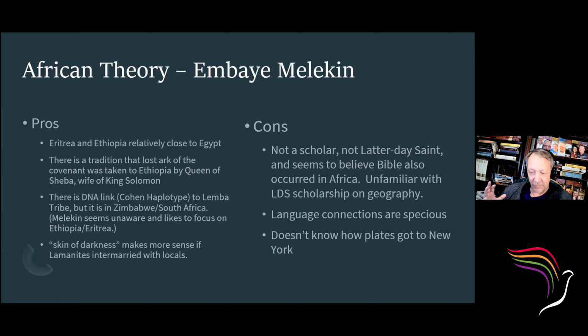The other interesting thing about the Lemba tribe is a lot of their customs are very Old Testament, that they've really kept a lot of the Old Testament customs. Interesting thing, they claim that they left Jerusalem around 600 BC, which would match Lehi, but there's not a lot of other matches as far as I'm aware of. And of course, the skin of darkness makes a lot more sense if the Lamanites intermarried with local Africans. That would of course make a lot more sense.